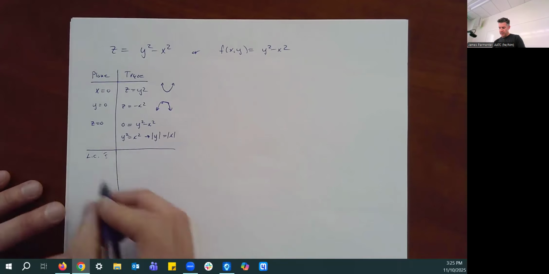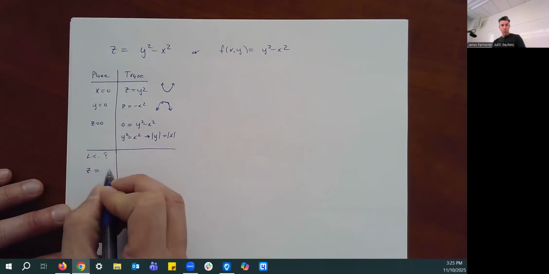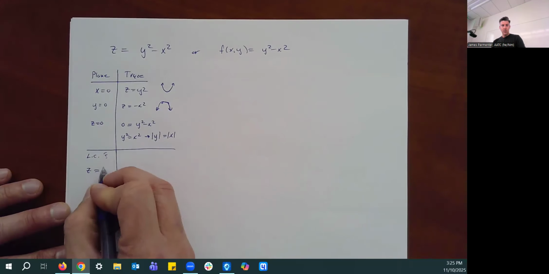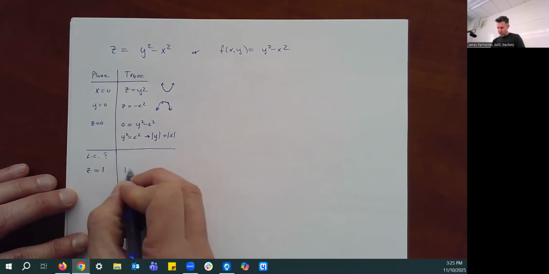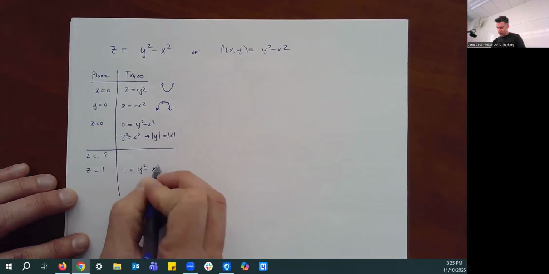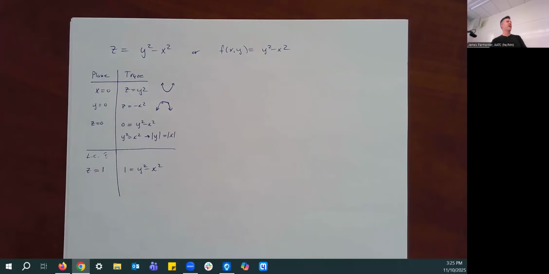So if we set z equal to say 1, well, we get 1 equal to y squared minus x squared. And this might not feel like a familiar graph. It's a hyperbola. So yeah, I know, right? So now the question is, how much do we really need to know this? And the answer is, I don't really know how much we actually need to know this. But here's what it looks like.